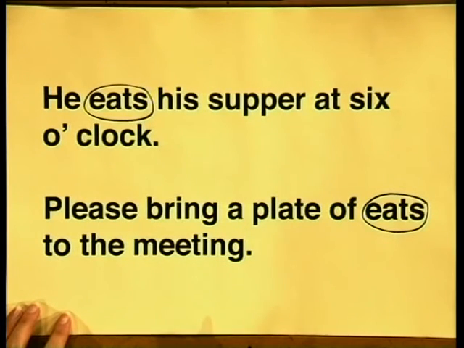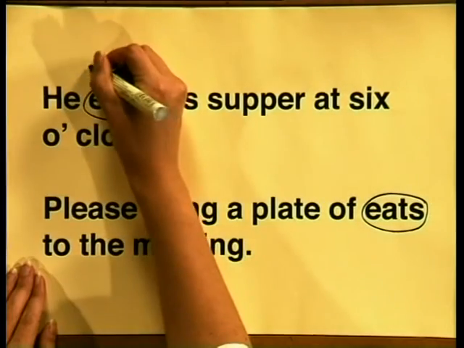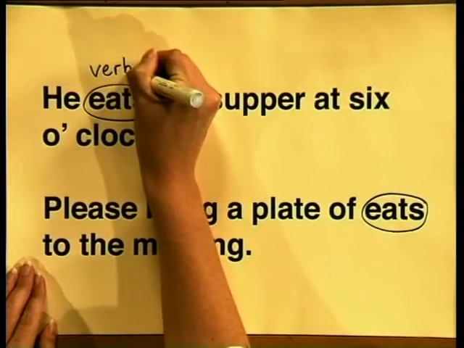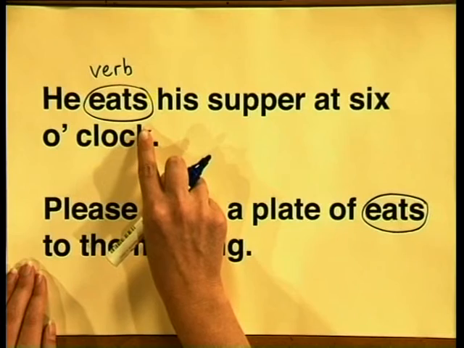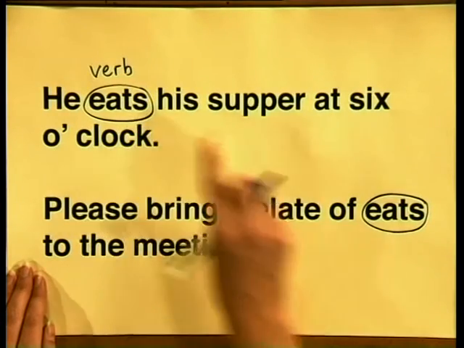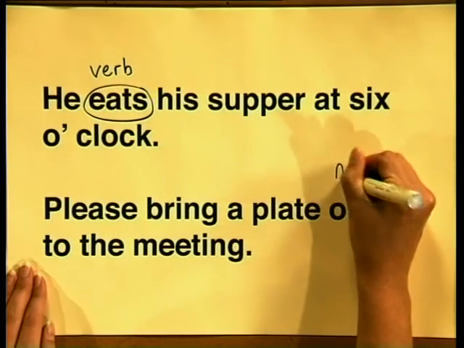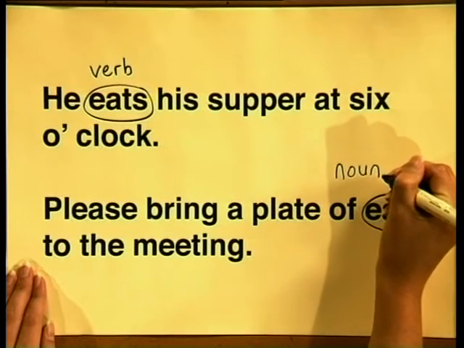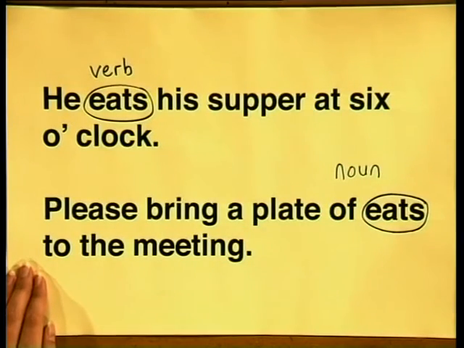It is spelt the same and pronounced the same, but the meanings and parts of speech that have been used differ. What part of speech has been used in each case? Well, in the first sentence, eats is a verb. Here, eats is something he does. In the second sentence, eats is a noun. A thing is being referred to. Remember, to work out what part of speech the word is, you will have to consider the word in context.